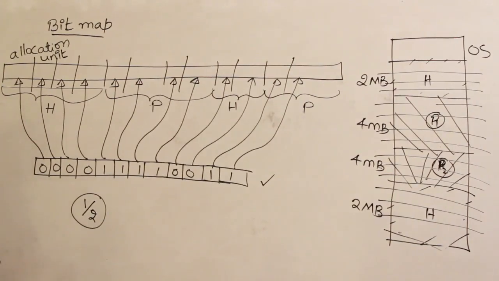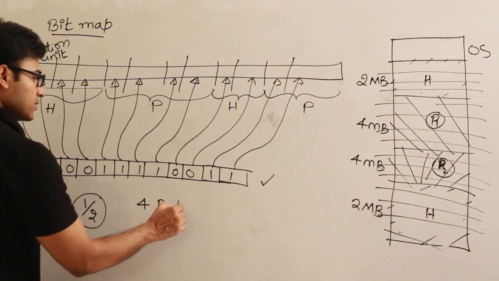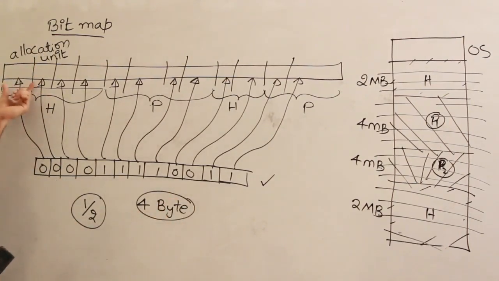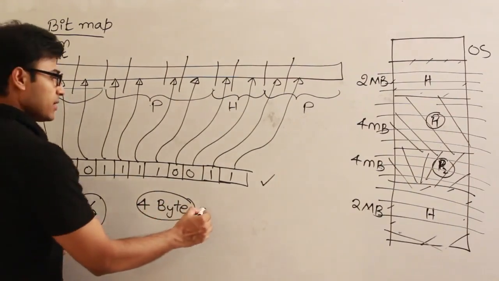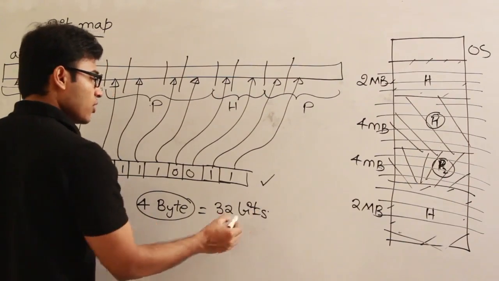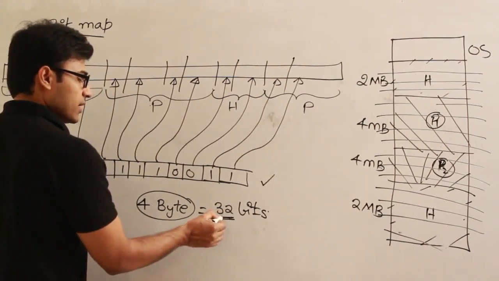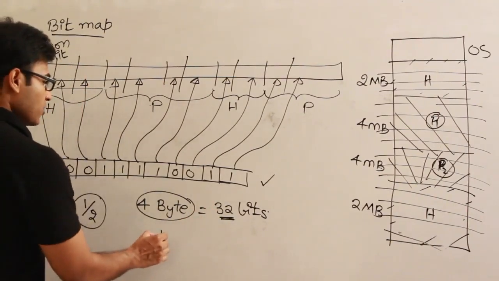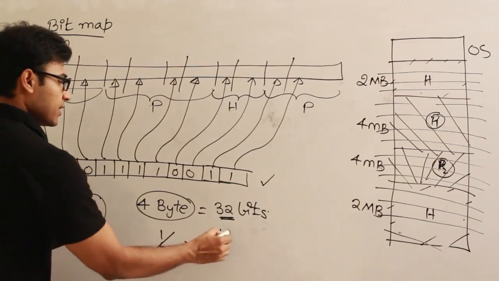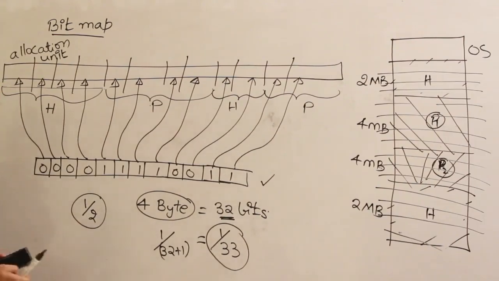So if the allocation unit is going to be 4 bytes, see, it is somewhat difficult to understand, try to understand it. If the allocation unit is going to be 4 bytes, 4 bytes is nothing but 32 bits. So what does it mean? For every 32 bits, I am going to have 1 bit representing whether it is free or occupied, right? So the bitmap is going to take 1 by 32 plus 1, which is nothing but 1 by 33rd part of your total memory, isn't it?